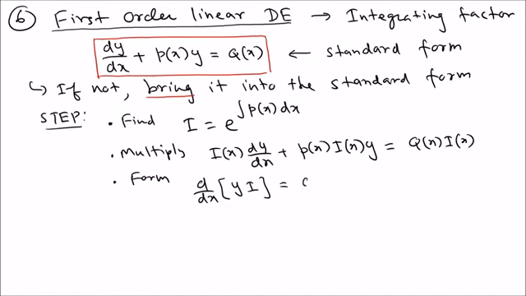And on the other side, now we have q(x) and I. Now to remove the derivative, we can integrate both sides.